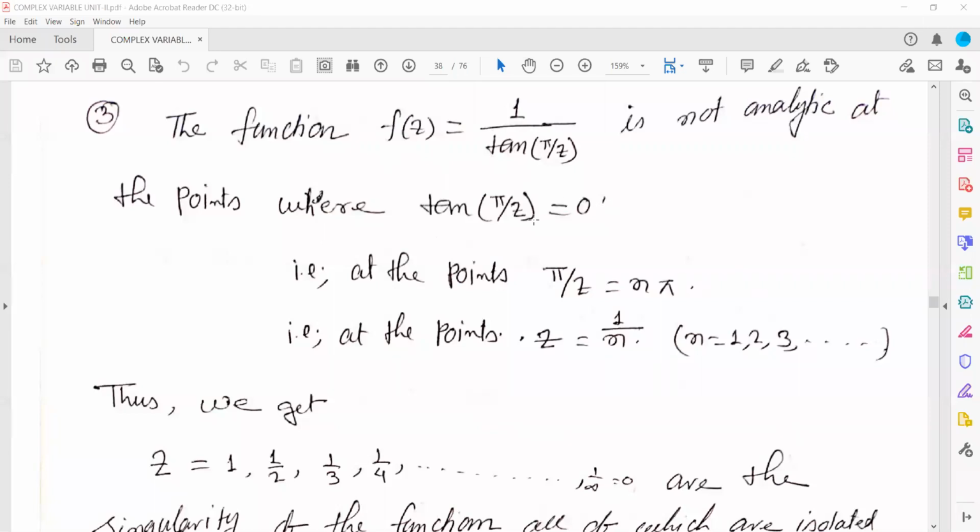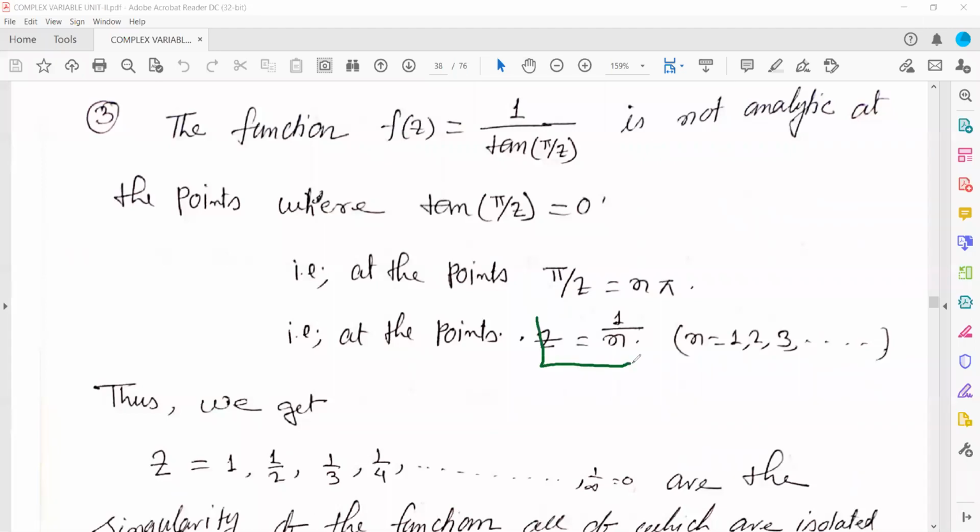So tan(pi/z) equal to 0. At what angle is the value of tan 0? At pi. So tan(pi/z) is 0 when, or you can say, if you know the solution of a trigonometric equation, tan(pi/z) equal to 0 means pi/z equal to n pi, where n is 1, 2, 3. So tan of n pi is 0. So pi/z equal to n pi, so pi will cancel out. So z equal to 1 upon n.